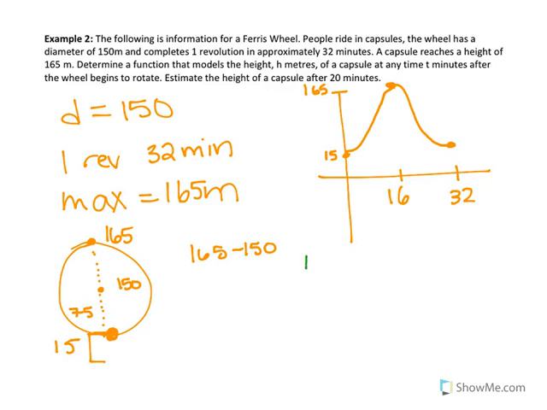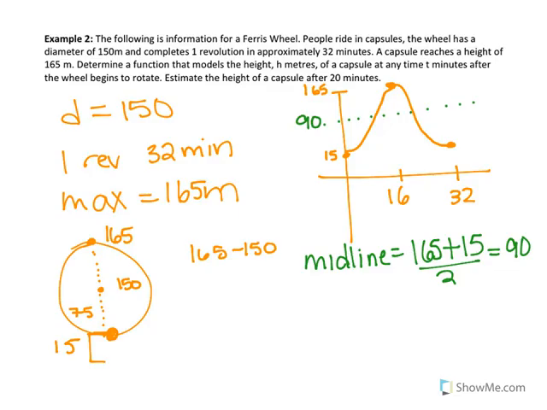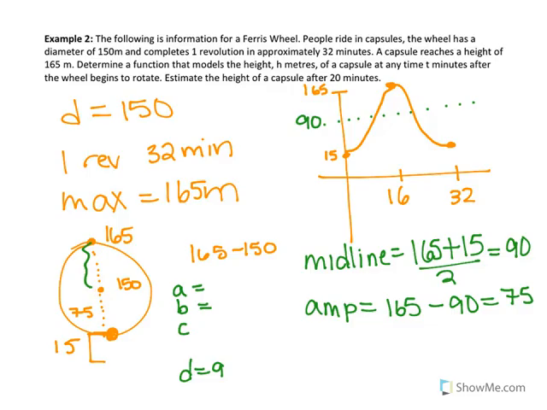Alright, so we can find the midline now. So midline is going to be the max, 165, plus the minimum divided by 2, which is 180 divided by 2, which is 90. So that is my value for D. To find my A value, I'm going to find my amplitude by taking the maximum and subtracting the midline. So if I take 165 minus 90, I get 75. Remember from the last example that the amplitude was that radius.